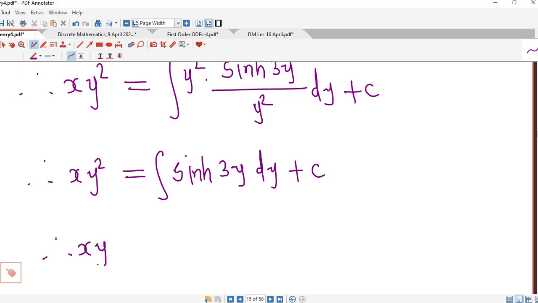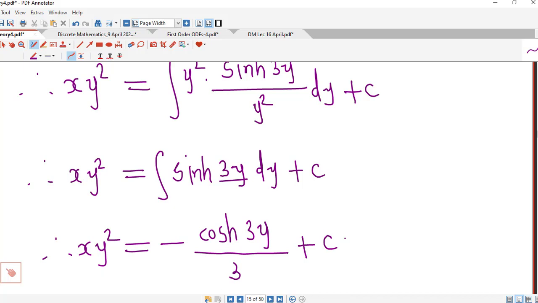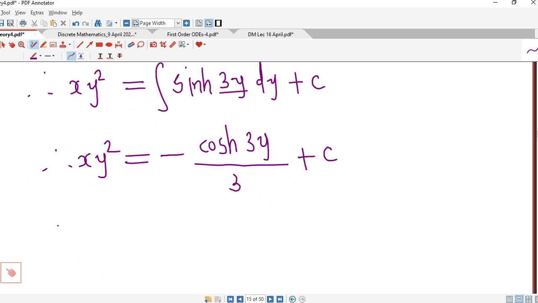Now the integral of sinh y is cosh y, and we have to divide by the coefficient of y, which is 3. So we have cosh 3y divided by 3 plus c. So this is the general solution where c is an arbitrary constant.